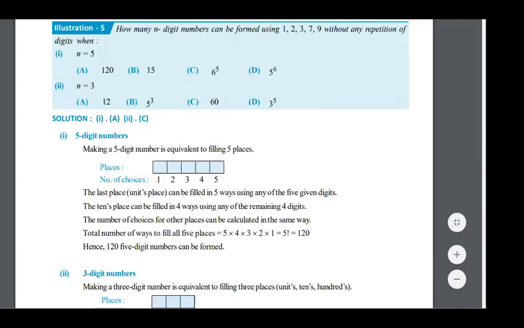I'll just revise whatever concept I've studied in the last class. I hope all of you went through the exercise and the examples.